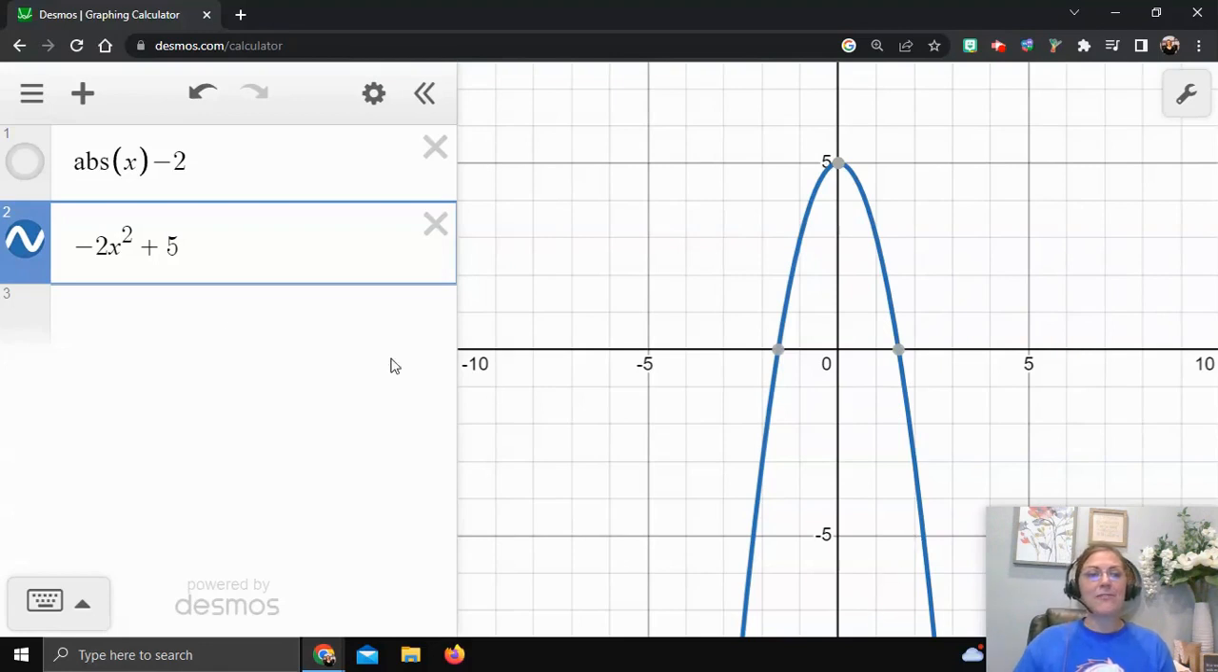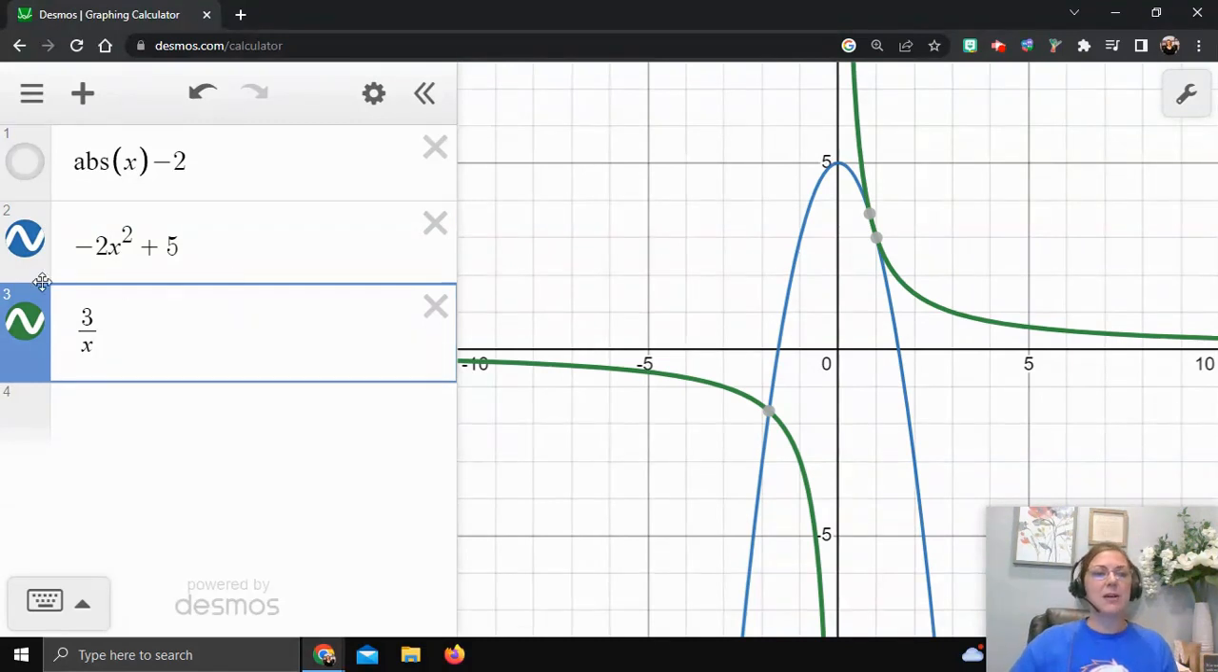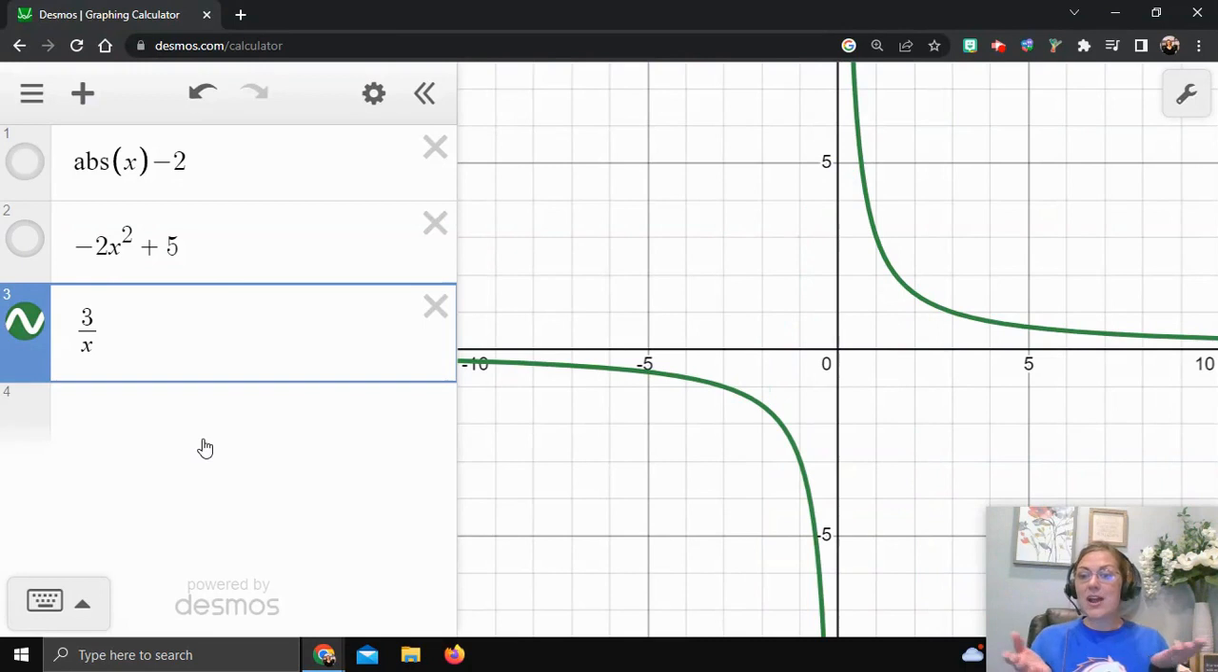The third graph, we have 3 over x. And again, let me turn that blue one off. Notice on this graph, I don't get mirror images on both sides of the y-axis. I get almost like a spin, right? And so this one I would have to say is not symmetric to the y-axis. All right, one more graph to look at.